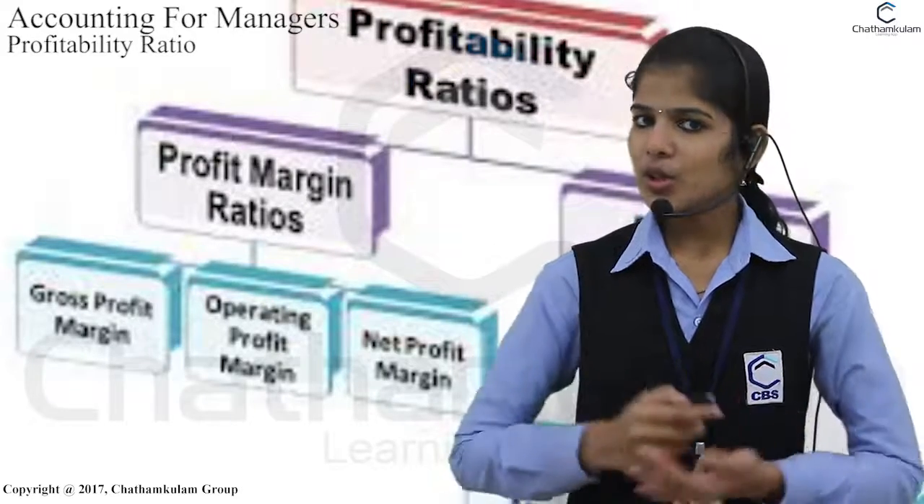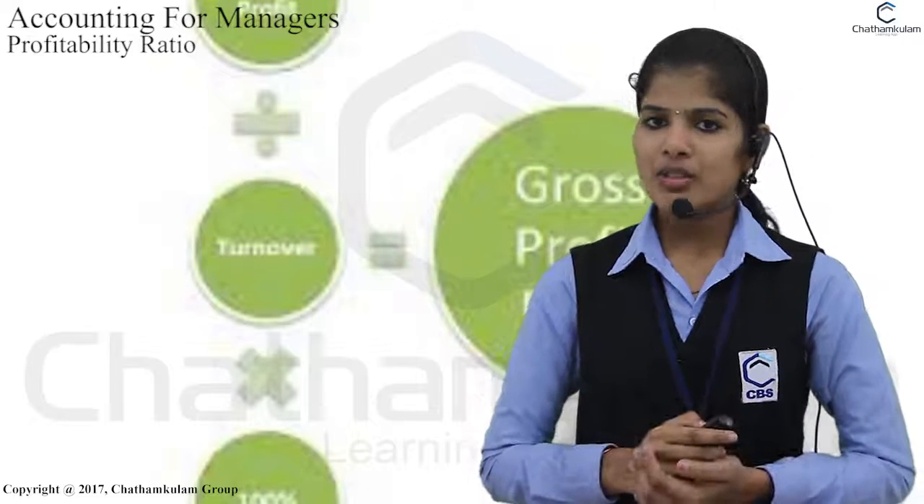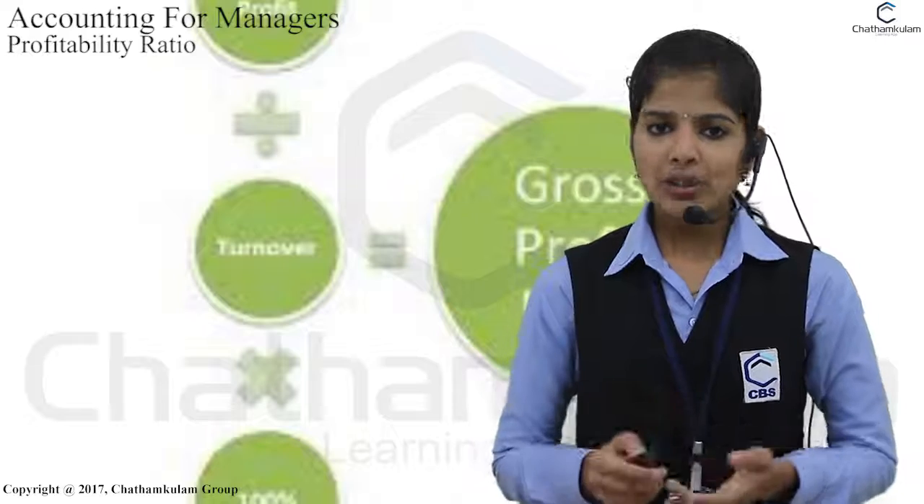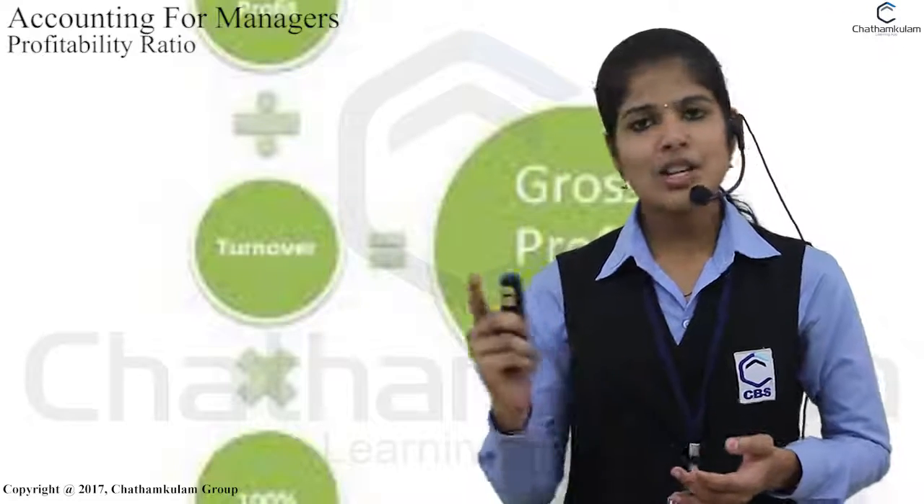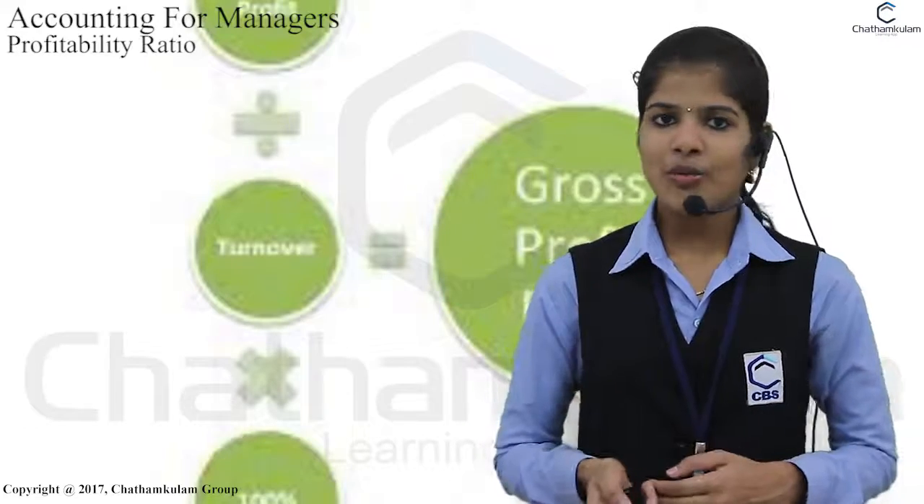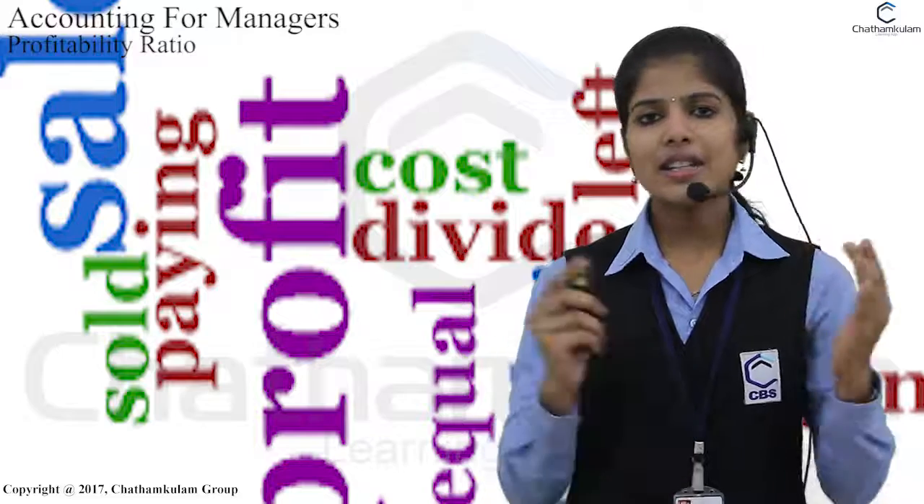How are we calculating the gross profit ratio? The gross profit ratio expresses the relationship between gross profit on sales and the net sales. So we calculate the gross profit ratio by gross profit divided by net sales into 100. We can get the gross profit ratio. The gross profit would be the difference between net sales and the cost of goods sold.